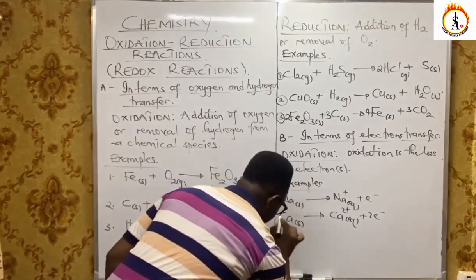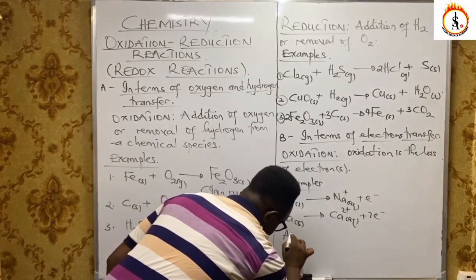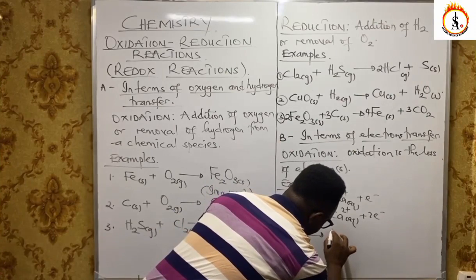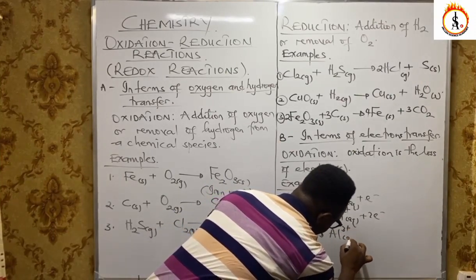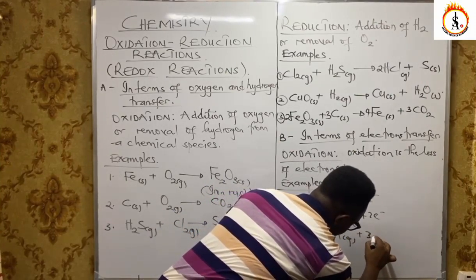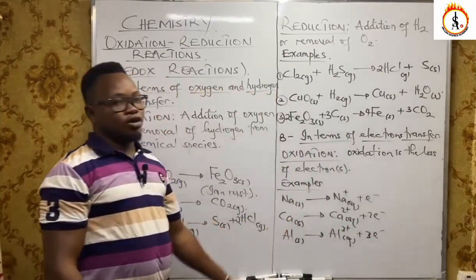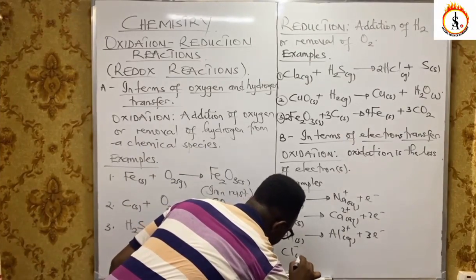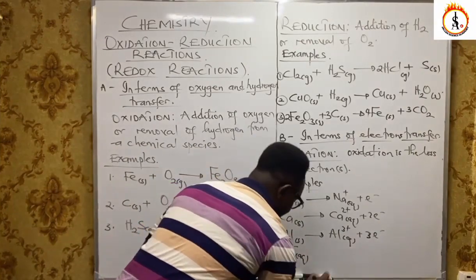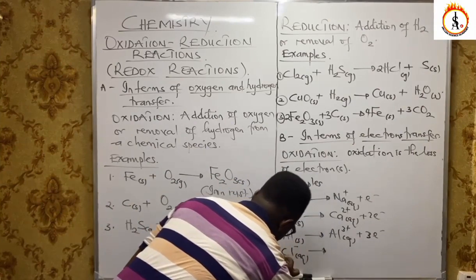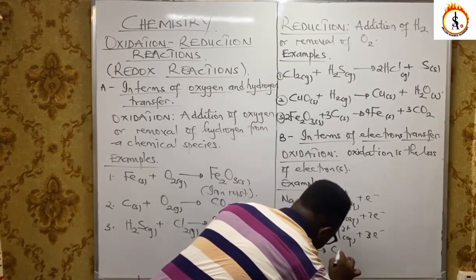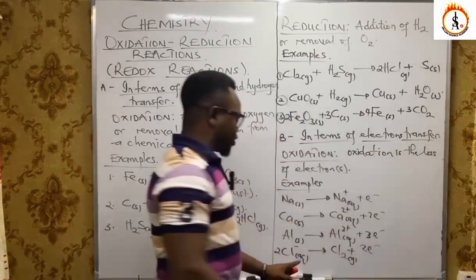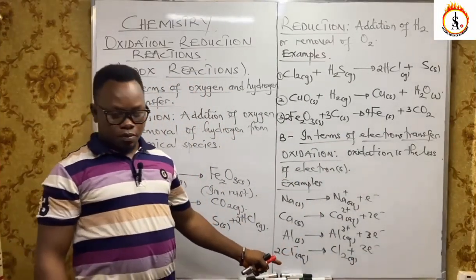Okay, or you have aluminum, solid, losing 3 electrons to become Al3 plus, aqueous. This is also an example of an oxidation process. But let's say we have the chloride ions, 2 of them, losing 2 electrons to become the chlorine molecule, gaseous. So this is also an oxidation process.